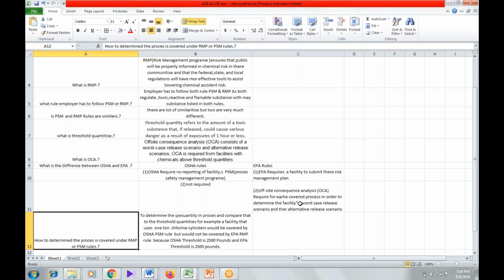How to determine the process is covered under RMP or PSM? RMP is actually EPA rules, and PSM is OSHA rules. So they are asking how to determine that anything is covered under the RMP rule or the PSM rule.